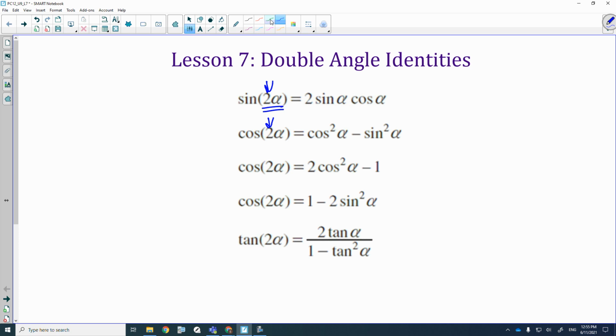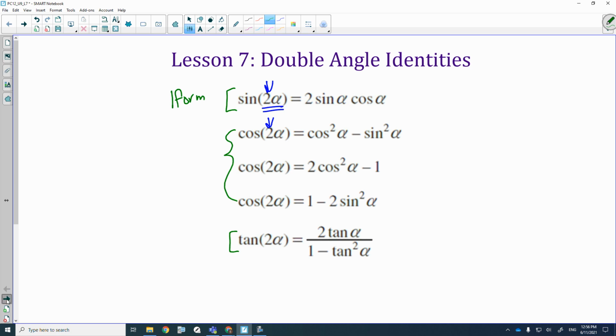One thing that I want you to notice is for sine, the double angle of sine, there's only one identity or one form for the double angle of sine. Cos becomes a little bit more tricky because for the double angle of cos, there's actually 3 forms. So there's 3 identities that we could choose from to use. So there's 3 forms for cos, and then the double angle for tan, there's just 1 form.